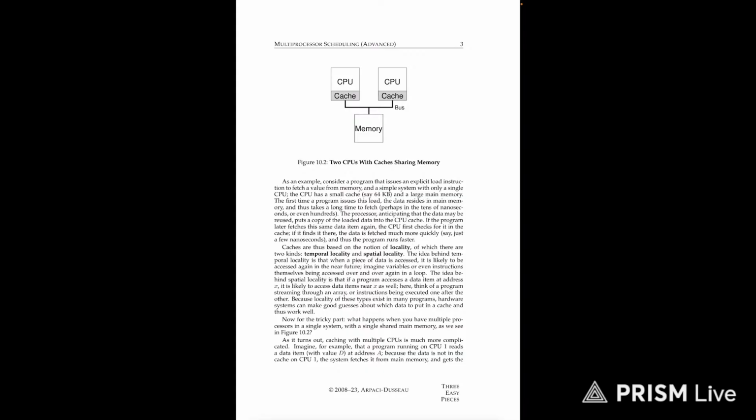The processor anticipates that the data may be reused and puts a copy of the loaded data into the CPU cache. If the program later fetches the same data item again, the CPU first checks the cache. If it finds the data, it is fetched more quickly, and the program just transfers it.